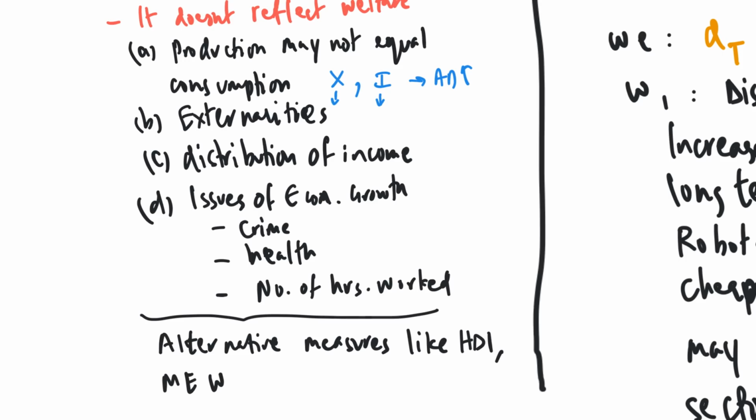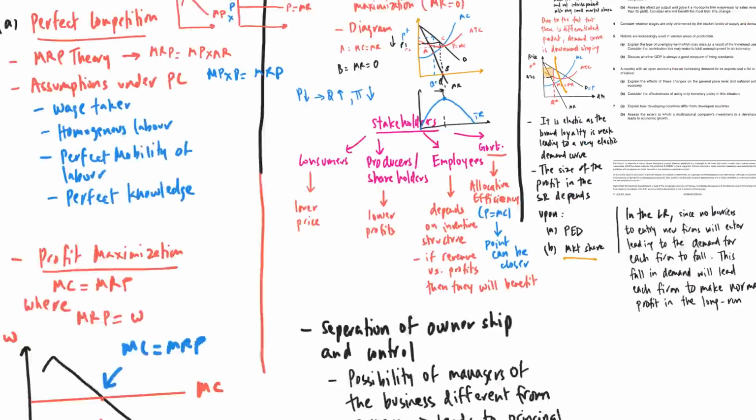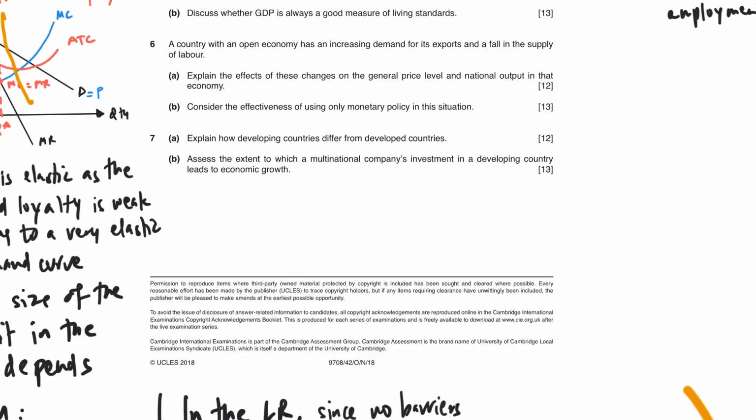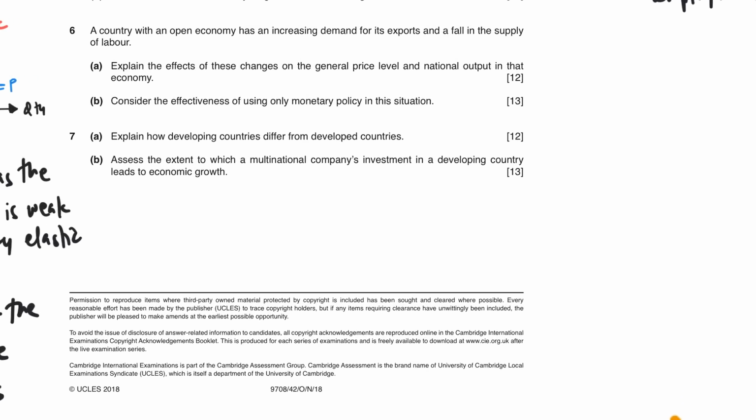Then comes our next question, which is about a country with an open economy that has increasing demand for its exports and a falling supply of labor. Explain the effect of these changes on the general price level and the output.